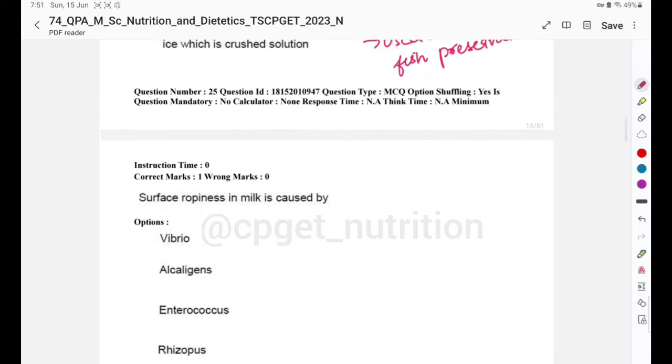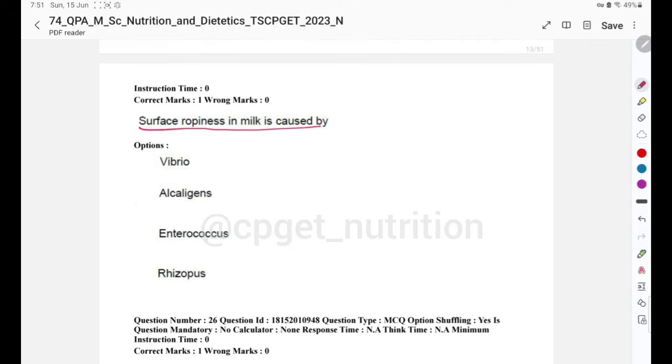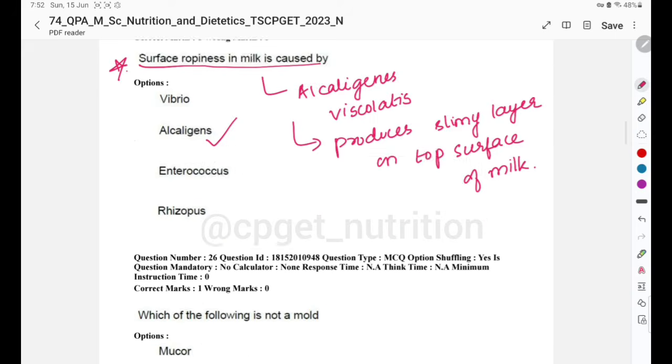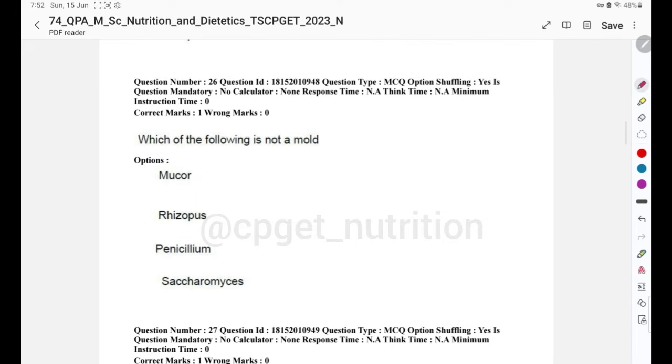Moving on to the next question, surface ropiness in milk is caused by dash. So the correct answer is the option 2, alkali genus. So alkali genus viscolatus produces a kind of slimy layer, a slimy texture on the topmost surface of milk, right? So that is the correct option. This is an important question. It has been asked many times in the previous years.